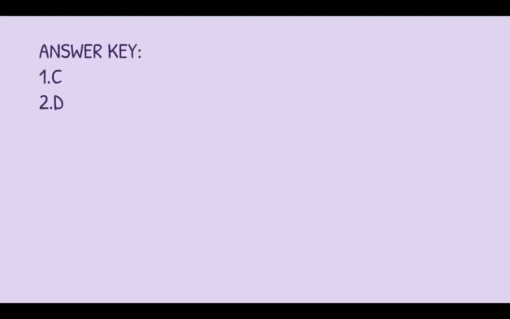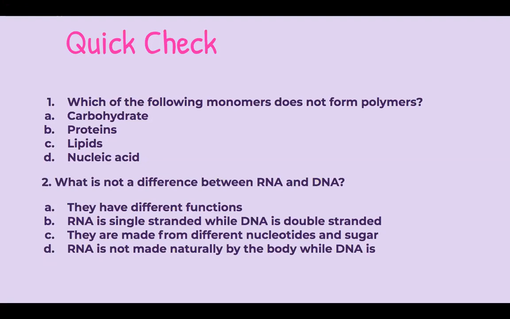Alright, so the answer is C and D. Lipids do not form polymers, and both RNA and DNA are made naturally by the body.